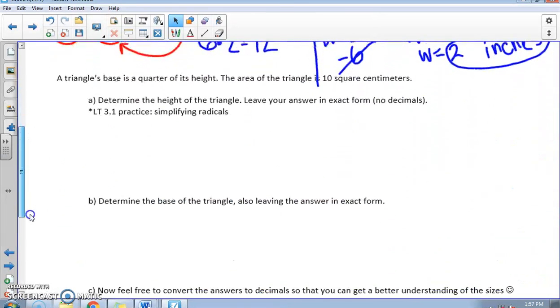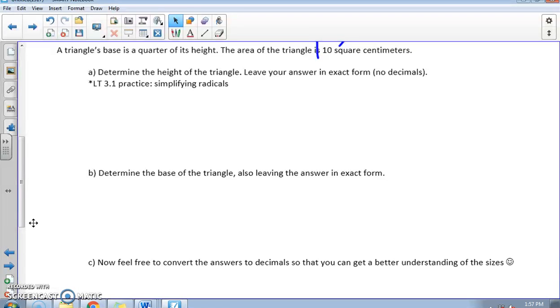And I've got about a minute to finish up with this one. So we have the height of the triangle is what we're trying to find, and it says to leave your answer in exact form. So if it comes out to a radical, we're going to leave it as a radical. And that's just so that we can practice our simplifying radicals.